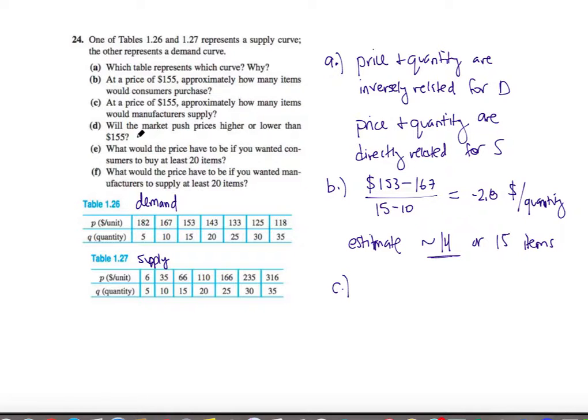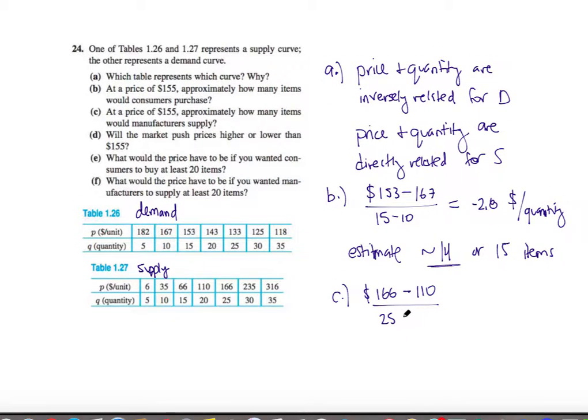So the same thing will be true for the other side of this. How much would they supply? So here we have a little bit of a larger gap. So we have a change of 166 minus 110 over 25 minus 20. And so putting this in a calculator, we have 56 divided by 5, which is approximately 11.2, and that's dollars per quantity or per item, basically.